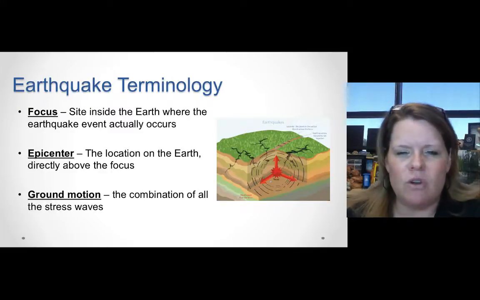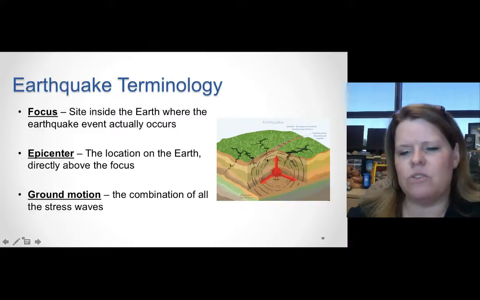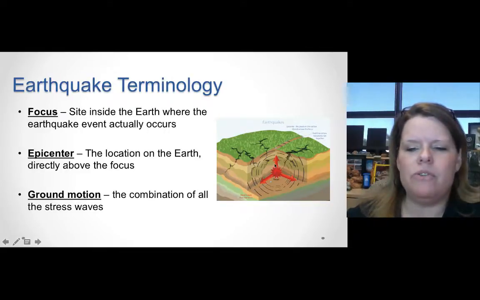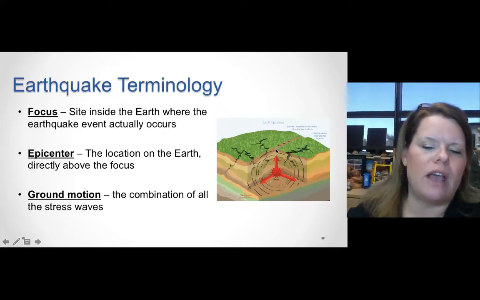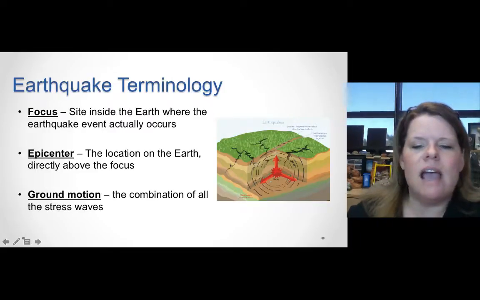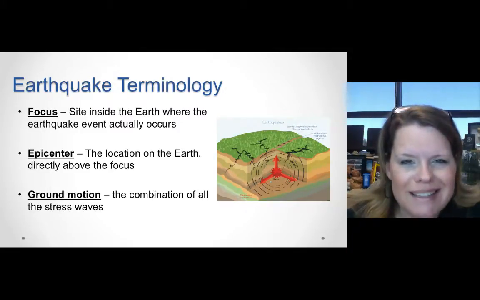The focus of an earthquake is the actual site inside the earth. Let's just say that this was 20 kilometers down and this is where the slippage occurred. That would be the focus of the earthquake. The epicenter is going to be directly above the focus at the surface where humans would be or where the land is. And people often think that that's where the earthquake occurred. It's really inside the earth.